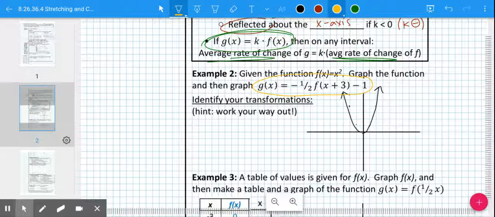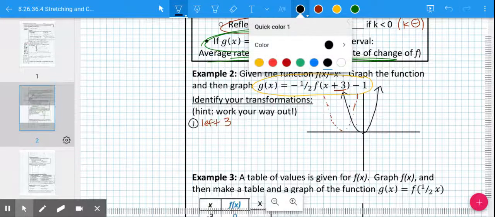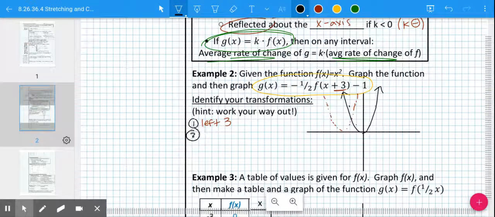So what we're going to do is list our transformations. And the hint that's given to you there is that you work your way out. So we're going to start with the innermost transformation. The thing closest to the x is the plus 3. And we know that that will move our graph left 3. So you're going to shift everybody to the left 3. I'm going to go ahead and move those points over as well. And I'm going to kind of draw it just as a dash because this is just one of my intermediate steps here.